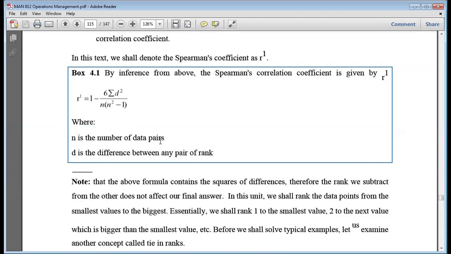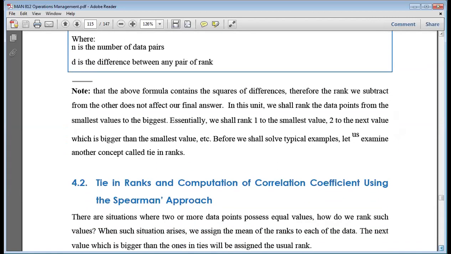Then D is the difference between any pair of ranks, that is, the difference between the 1 and 2. That's the formula. After pairing, you use this formula to solve it, and you now know how close it is. I told you that correlation is 1. It cannot be more than 1. So if after solving you get more than 1, you know you are not getting it.